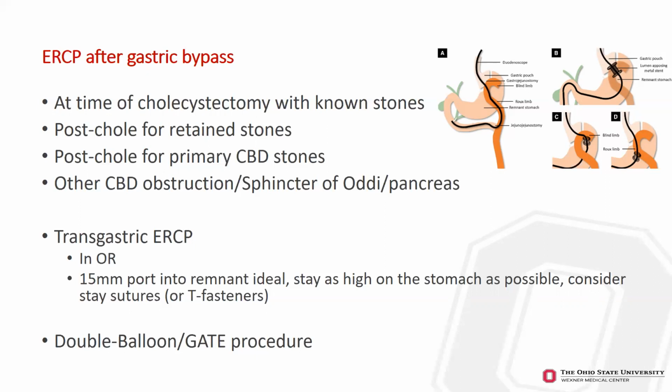The other thing that's been relatively new is the GATE procedure. As you can see from images B, C, and D, they basically pass a wire and then a stent, either from the Roux limb into the remnant or from the pouch into the remnant, and then place a stent in there, pass the scope into the remnant, do the ERCP, pull it out, and then later pull the stent out.